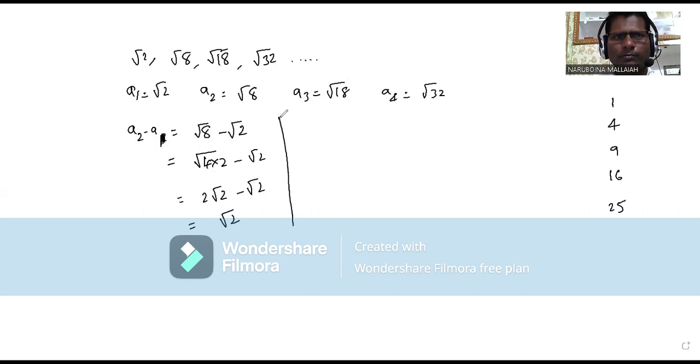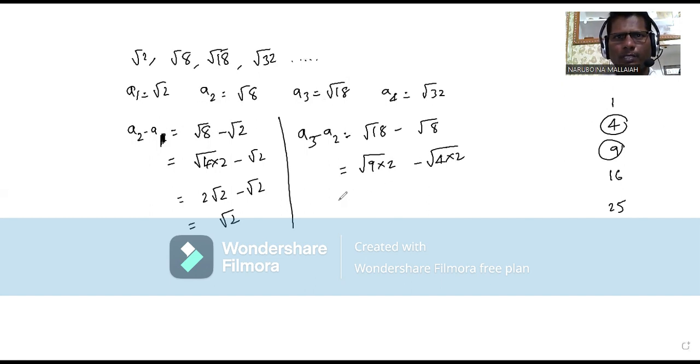Okay. Now, let us find the difference A3 minus A2. A3 is root 18 minus A2, which is root 8. Root 18 will be in the 9 table, so I am writing 9 into 2, minus 8, which is 4 into 2. Square root of 9 is 3. 2 has no perfect square root, so root 2. Square root of 4 is 2, and again root 2.